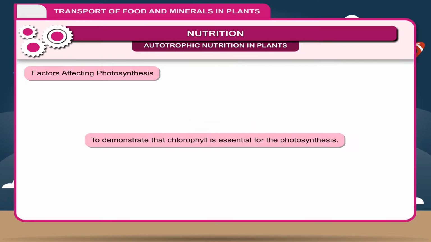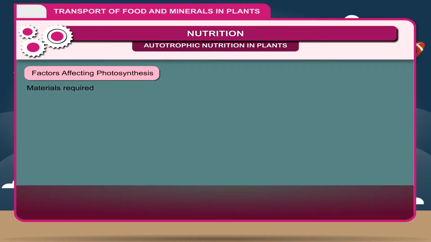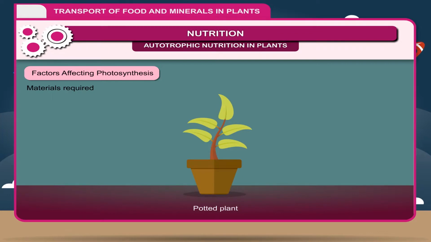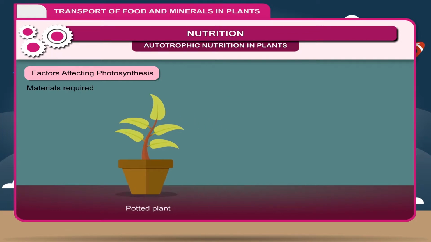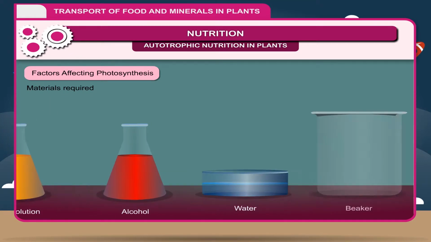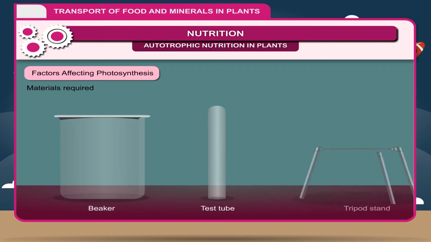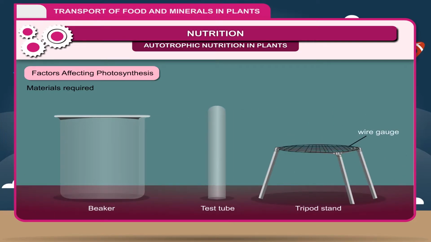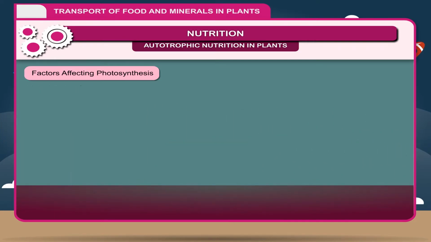Activity. To demonstrate that chlorophyll is essential for photosynthesis. Materials required. Potted plant, croton or coleus, which have green and yellow parts, iodine solution, alcohol, water, beaker, test tube, tripod stand, wire gauze, and burner.